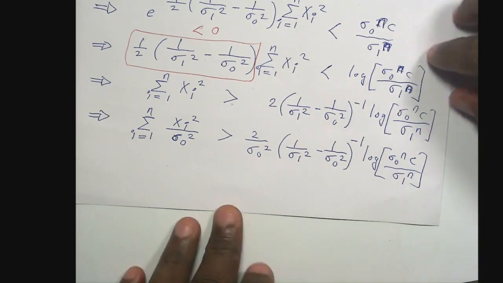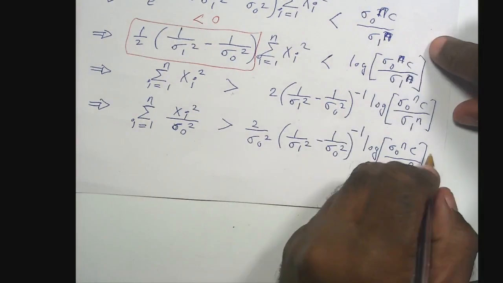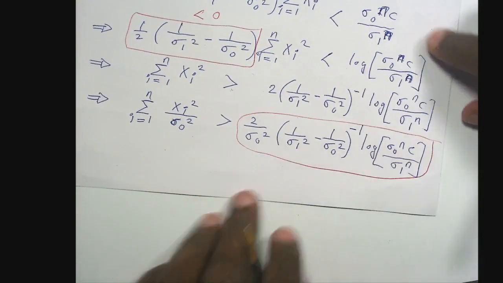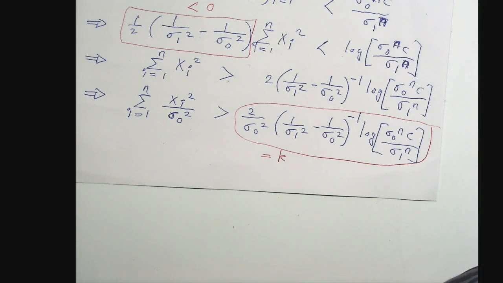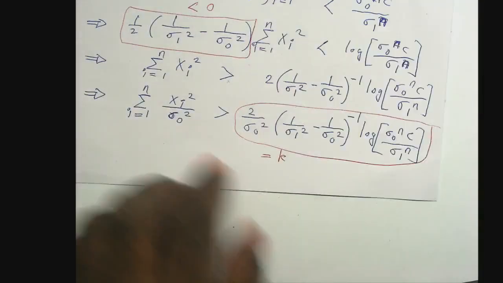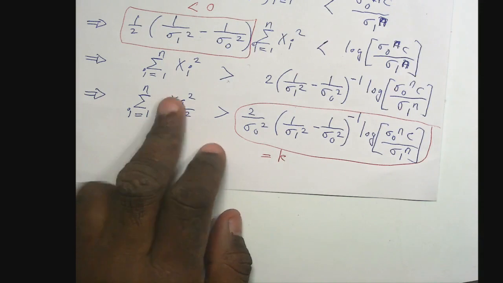For the sake of notation, because this is an ugly looking expression, let me call this some other symbol, say k. So what we have shown so far is that by the Neyman-Pearson lemma, we reject the null hypothesis if this quantity is greater than a constant k. So that answers part 1 of question 2. Now to do part 2, provided we have time. Are you guys okay with this? All right.